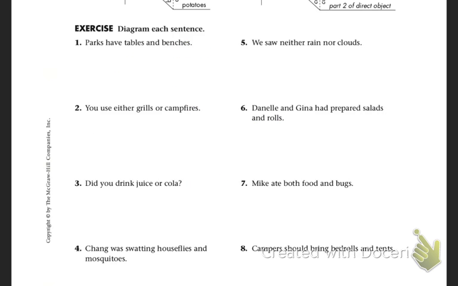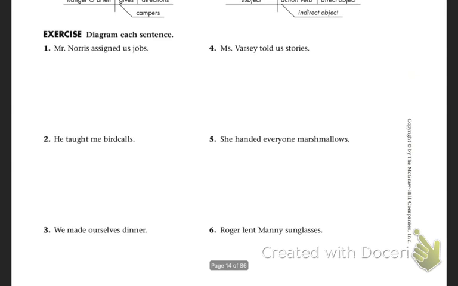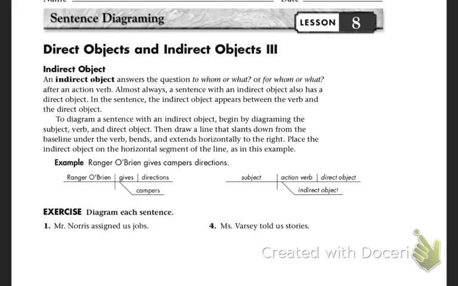We're going to talk about indirect objects. The indirect object answers the questions to whom or to what, or the other question for whom or for what, after the action verb. Almost always a sentence with an indirect object will also have a direct object. If you have an indirect object, you're not going to have a sentence 99.9% of the time without a direct object. Your sentence will have the direct object. Do you understand? Okay.